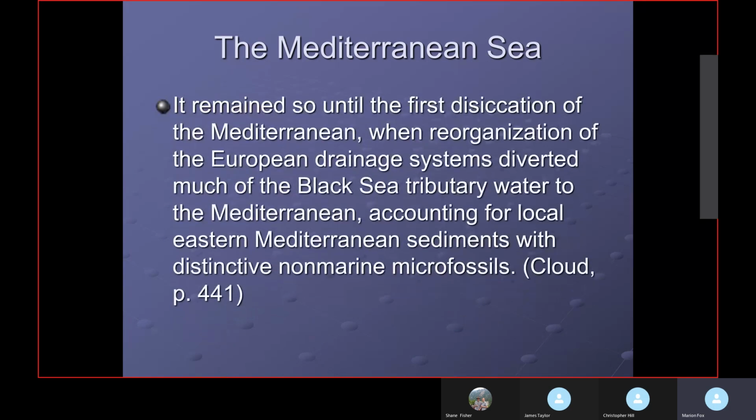Now it's a brine sea. "It remained so until the first desiccation of the Mediterranean, when reorganization of the European drainage basin diverted much of the Black Sea tributary water to the Mediterranean, accounting for local eastern Mediterranean sediments with distinctive non-marine microfossils." Now, a marine fossil would be something from saltwater, and an aquatic fossil would be something from freshwater. So that's the difference when it says non-marine microfossils. So the Black Sea at that time was a freshwater lake. That's what they're claiming. It's a brine lake now.